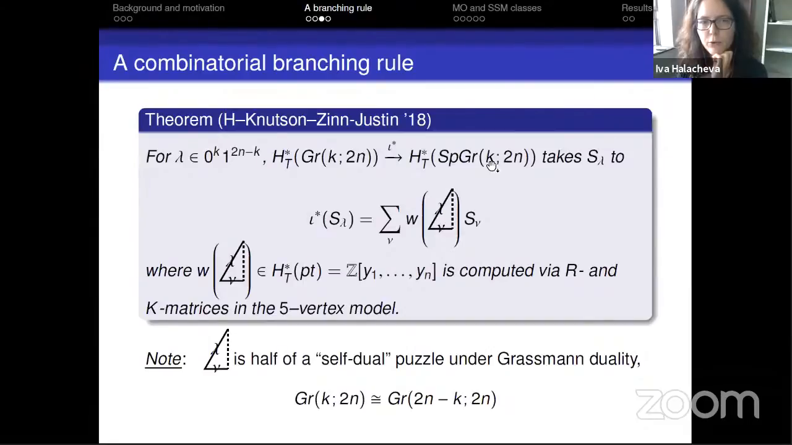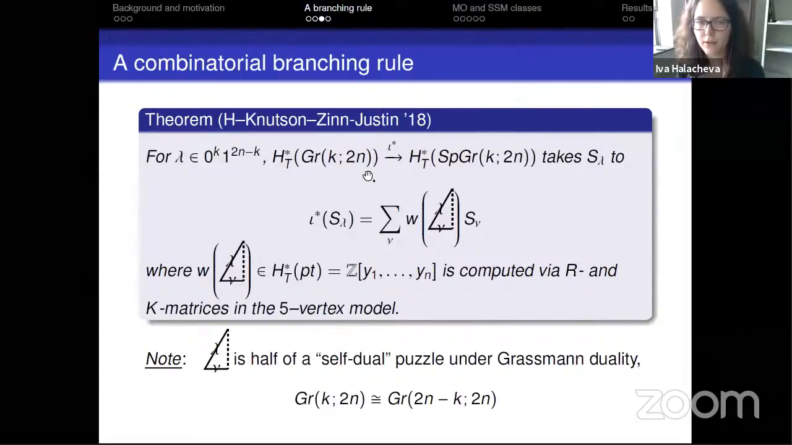So this pullback map from the Grassmannian to the symplectic Grassmannian in their cohomologies can be described again using puzzles. And the weight W of such a puzzle is, again, a certain type of Boltzmann weight, where we've now incorporated the R and K matrices of the 5-vertex model. And remember, we realized the inclusion using a certain involution on the general linear group.